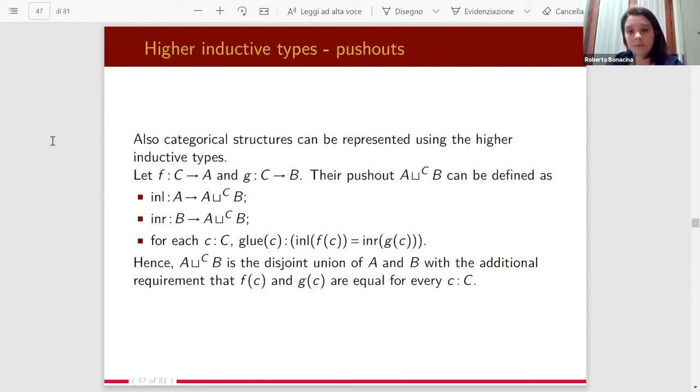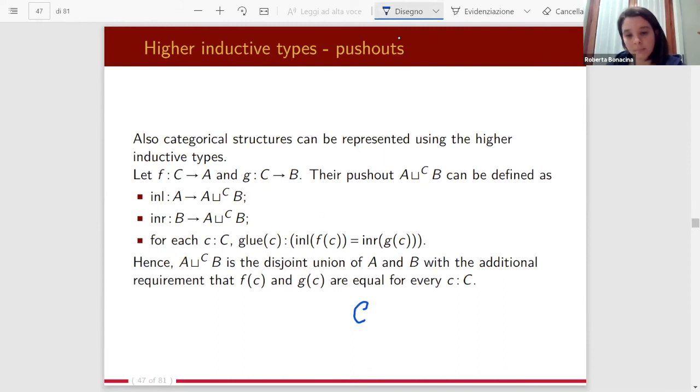So, okay, that's the idea. We have f from C to A, and g from C to B.